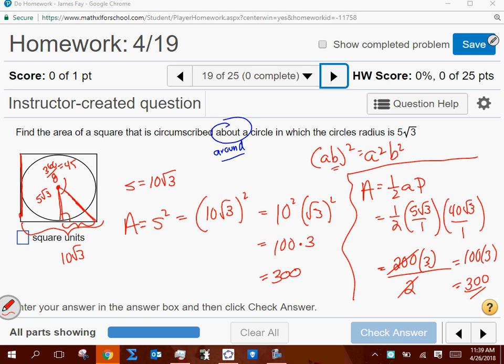I don't know if that's the best, because on your way to that, you find a side length. If you got a side length, you might as well use side squared. But you have options, I guess is what I'm getting at.